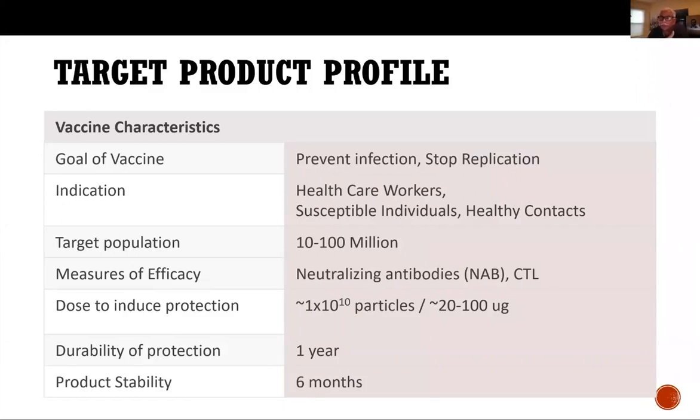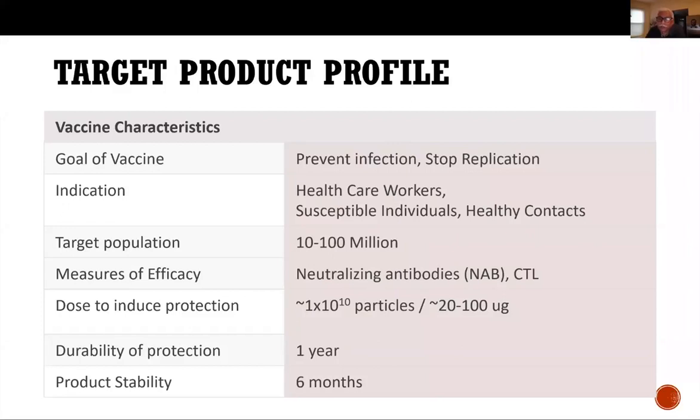The indication will most likely be that the first people who will get it are healthcare workers like doctors and nurses and all the people in the hospital. They should get the vaccine. Susceptible individuals like people who have comorbid conditions like cardiovascular disease or diabetes should get the vaccine. And then the healthy contacts, people who have family members who have the virus, should get the vaccine. So that number is anybody's guess, it could be anywhere between 10 to 100 million people. It could be more. Who knows? It's a very large number. We know that.